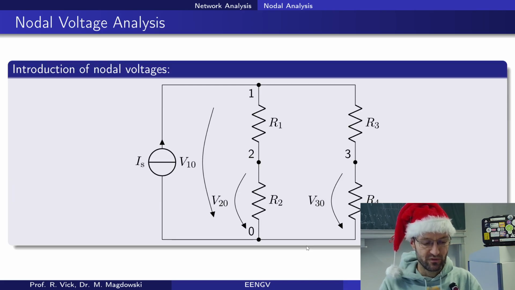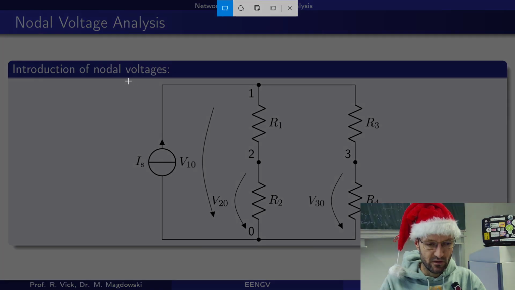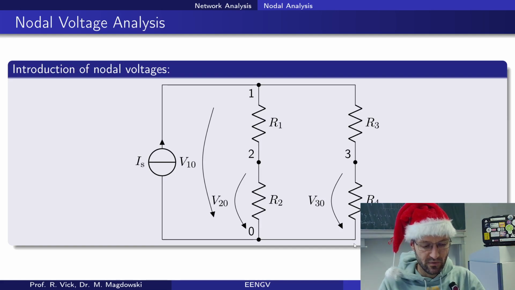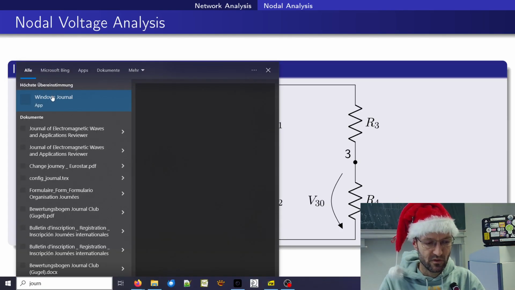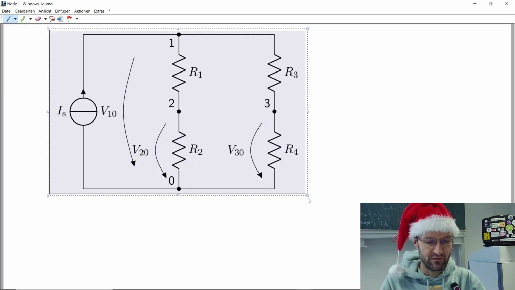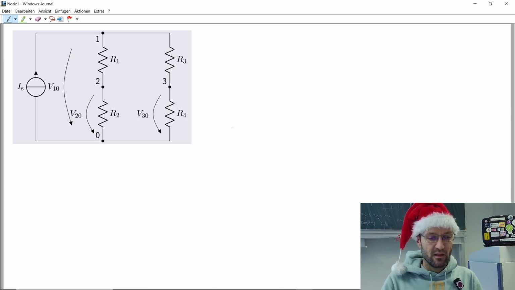To do this, I will copy this, or let's say do a screenshot, and then I need my drawing program, which is called Windows Journal. Quite an old program, but very convenient for me. Paste this in there and make this a little smaller.